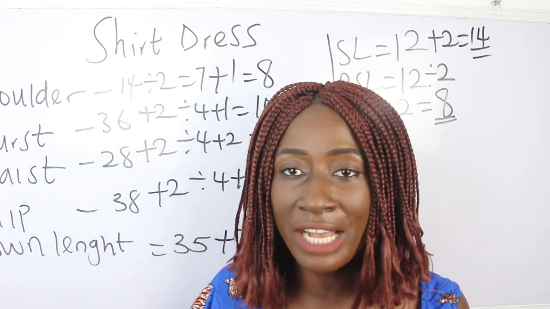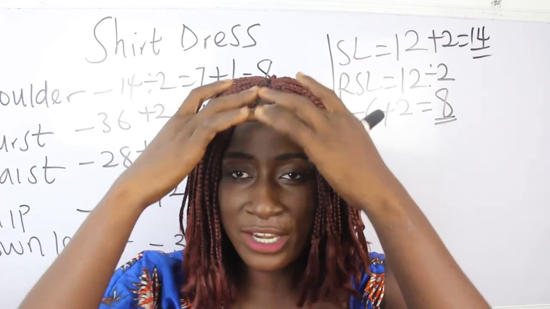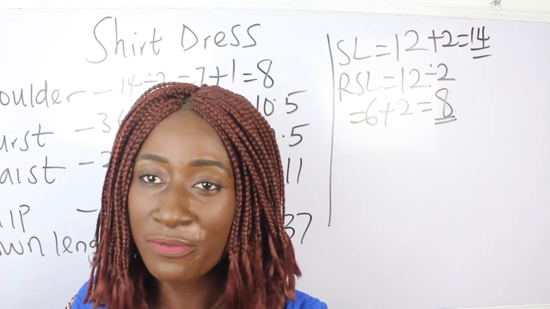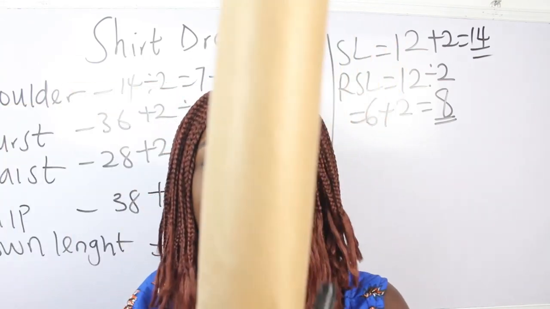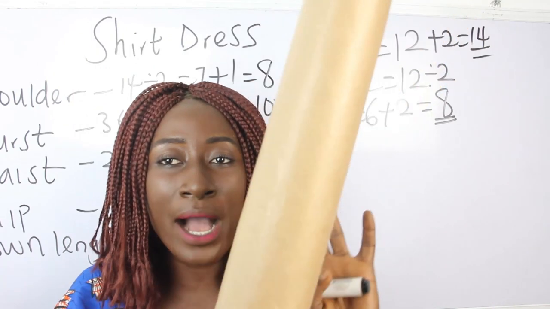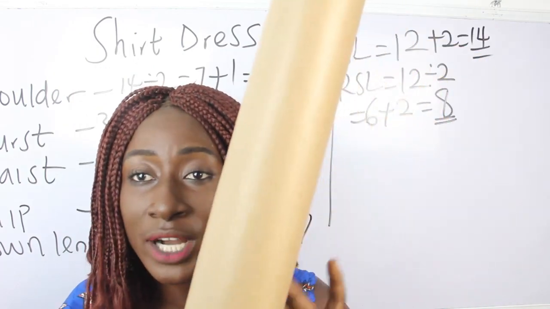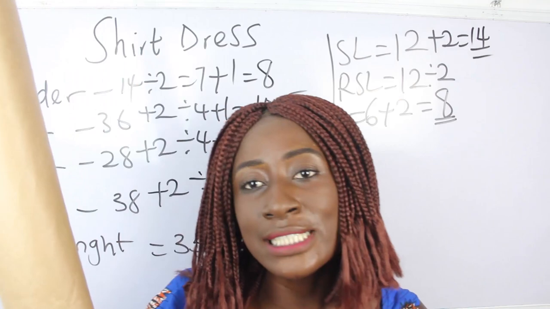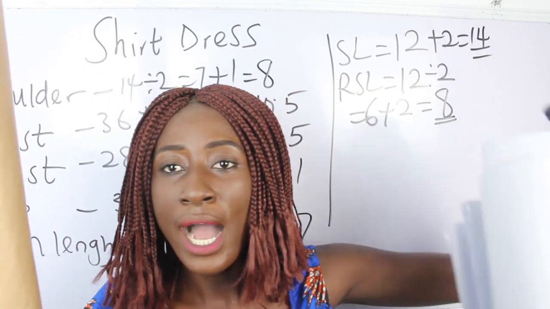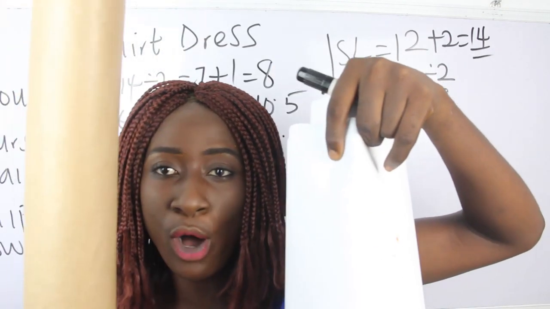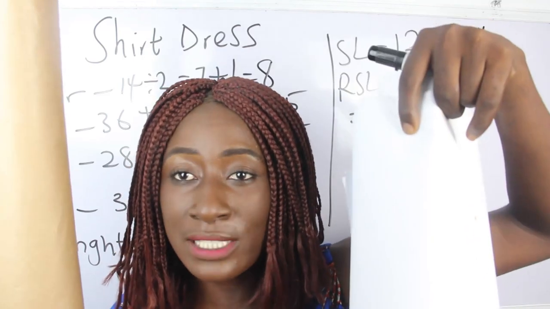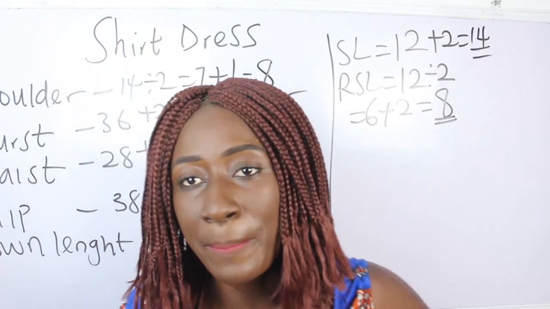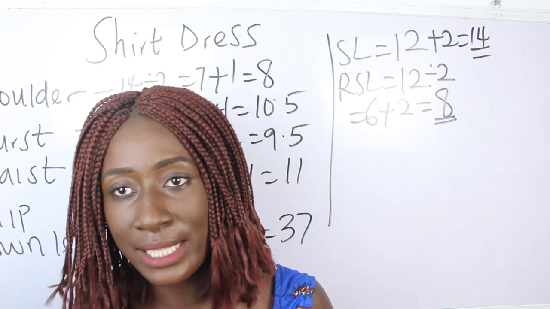And of course, we are going to be drafting our pattern first before we move straight to the fabric, right? And with me here, I have our pattern paper. Now, our pattern paper is actually very long. It's about 60 inches long, and it comes both in brown color and in white color also, right? So we have the white pattern paper and the brown pattern paper, and they are both available at our store.